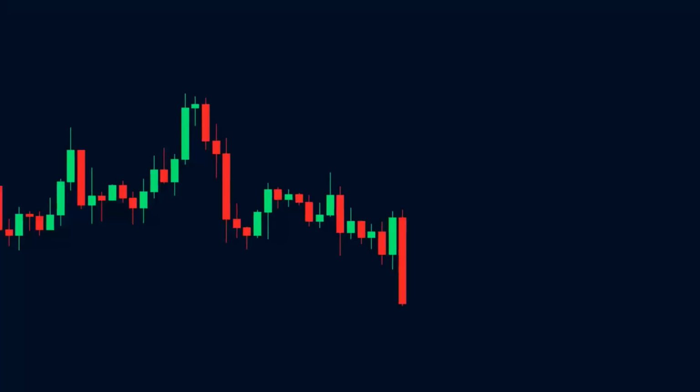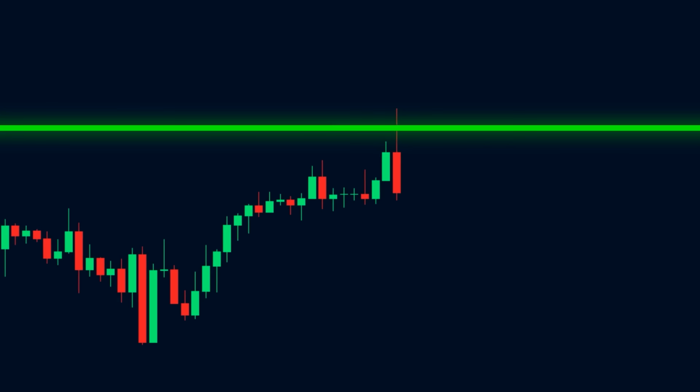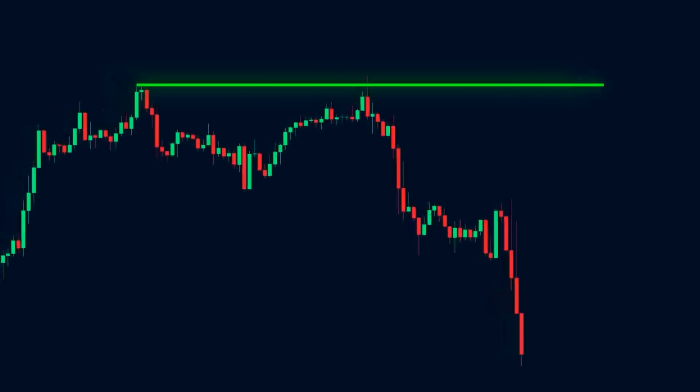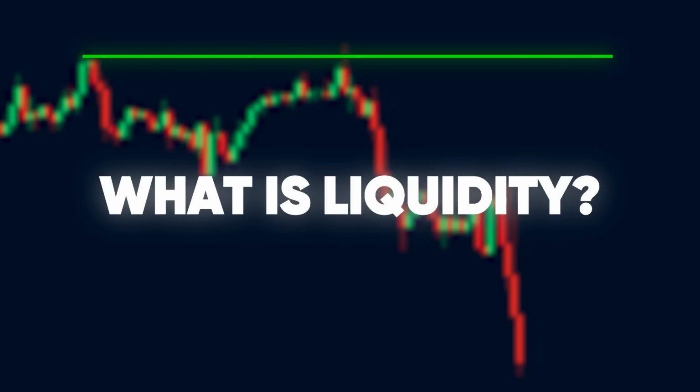Think of it as the market's way of springing a trap. Price pushes through a key high or low, triggers stop losses, vacuums up orders, and then snaps right back inside the range. To most traders, it looks like a breakout, but it's really the market getting ready to run the other way. But before you can spot liquidity grabs, you need to understand what liquidity actually is.